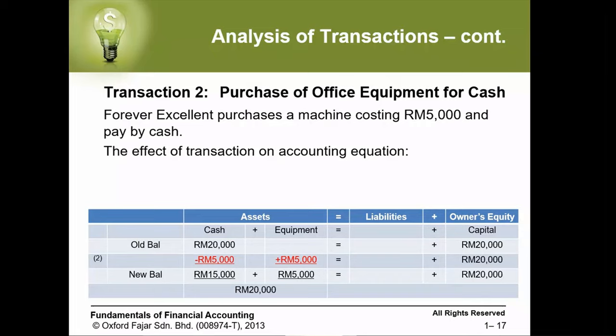Forever Excellent, which is a company, purchases a machine costing 5,000 ringgit and pays by cash. Let's start step by step. First step, what are the two accounts involved? Machine as well as cash. Yes, machine as well as cash. Very good. Machine belongs to which category? Asset, liability, or owner's equity? Asset. Cash belongs to which category? Asset. Very good.